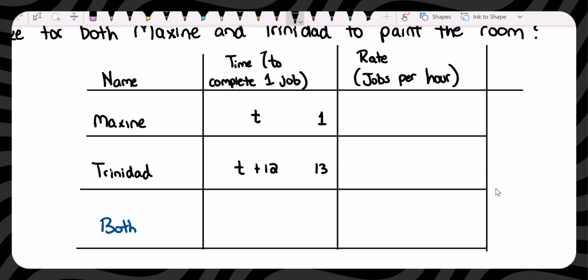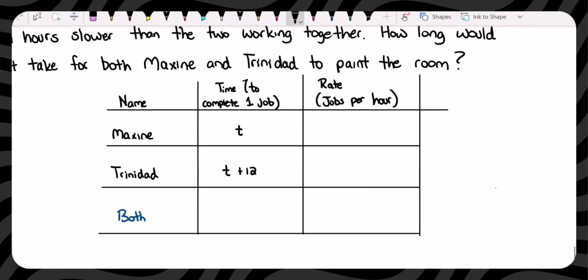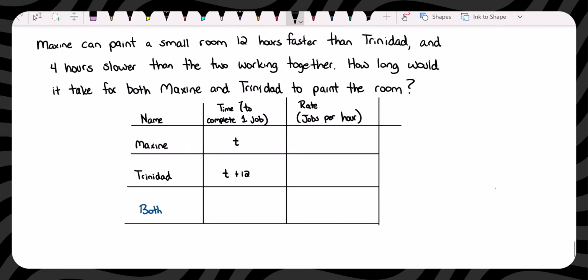It doesn't take them longer to paint a single room, right? Because Maxine can do it in 1 hour. So it shouldn't take 1 plus 13 or 14 hours to do that. That makes no sense. So we're not going to add those two to determine how much time it takes them to both do the job. So I'm just saying that because I need to.